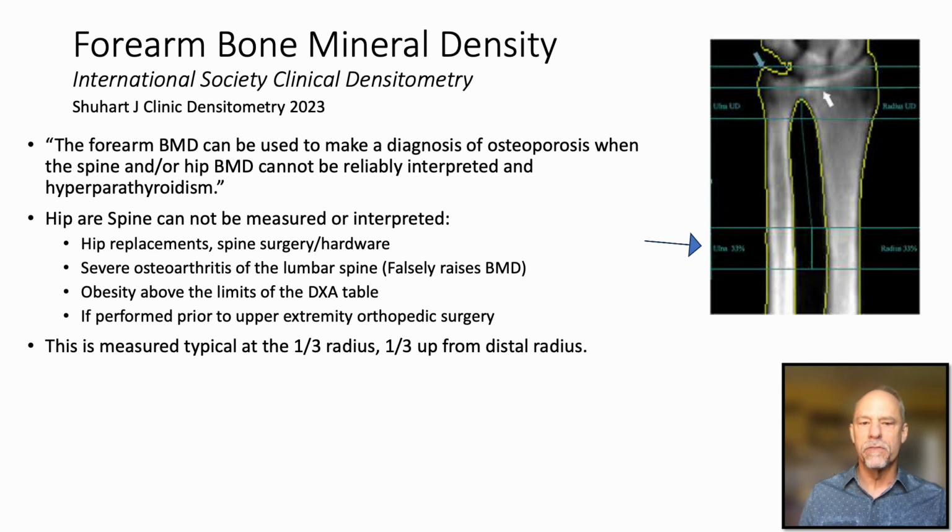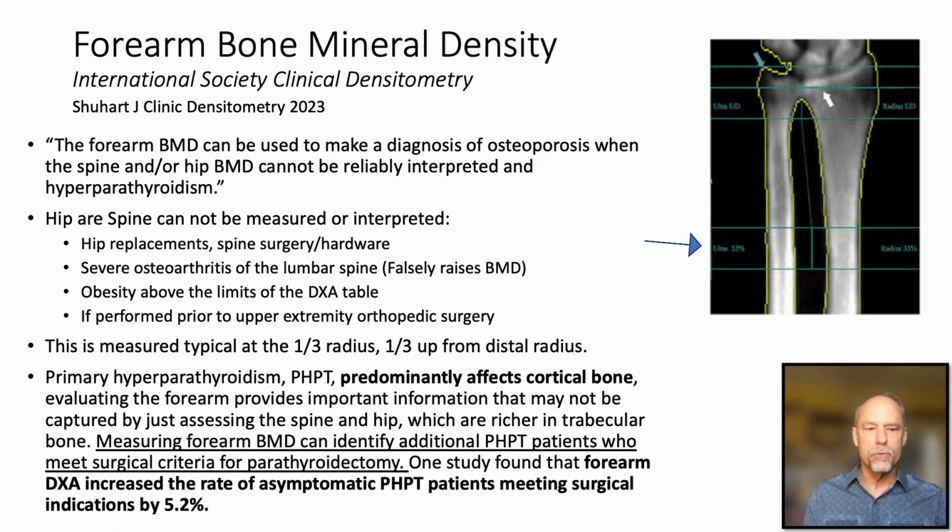This is measured at the 1/3 radius, and you can see the arrow on the right, 1/3 up from the distal radius. Now, in the condition of primary hyperparathyroidism, which predominantly affects cortical bone, and in the wrist, it's predominantly cortical. So evaluating the forearm provides important information that may not be captured by just assessing the spine and the hip, which are richer in trabecular bone. Measuring forearm BMD can identify primary hyperparathyroid patients who meet surgical criteria for parathyroidectomy.